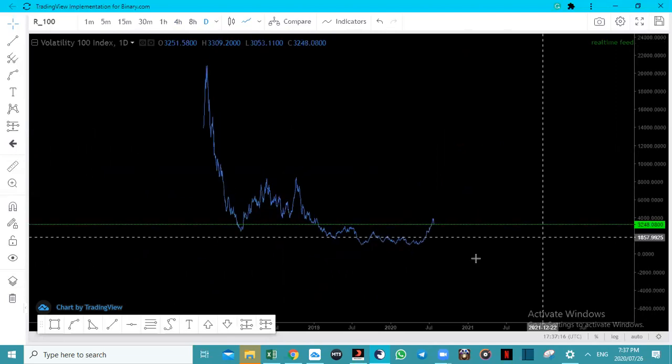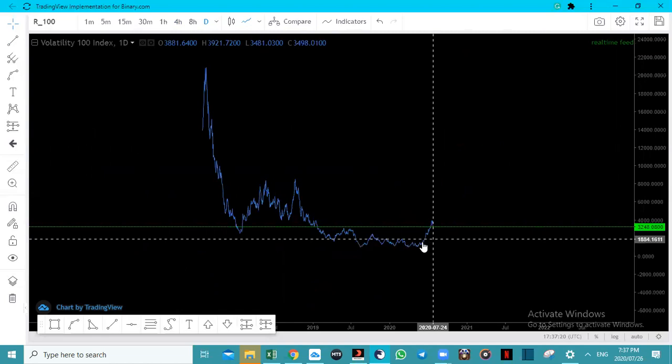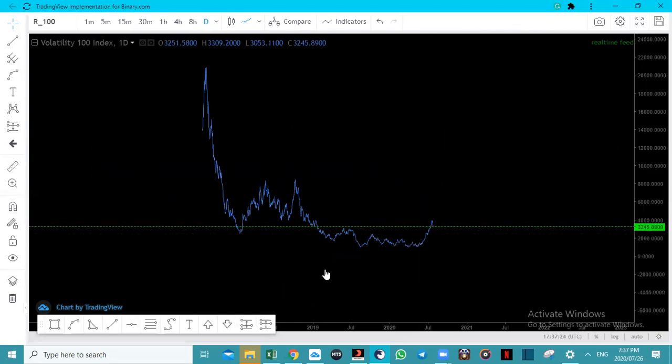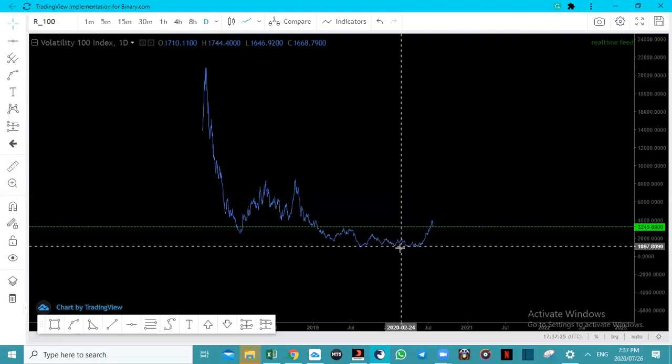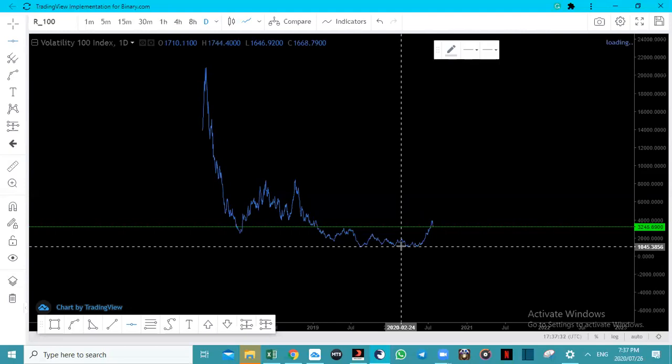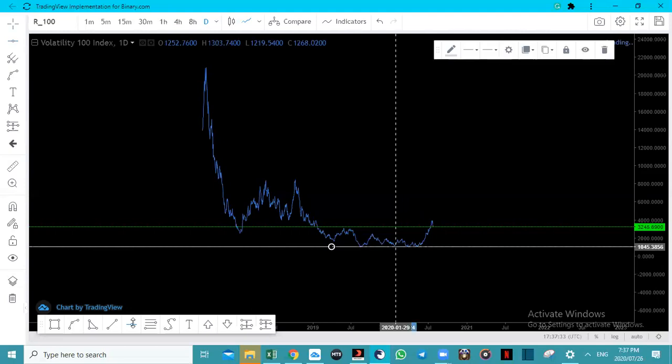So you guys can see where we are right now. We're in the zone, and then we just broke out. So what you want to do is identify your key level. This is the lowest level we've ever been. Okay, we're going to mark that area there.